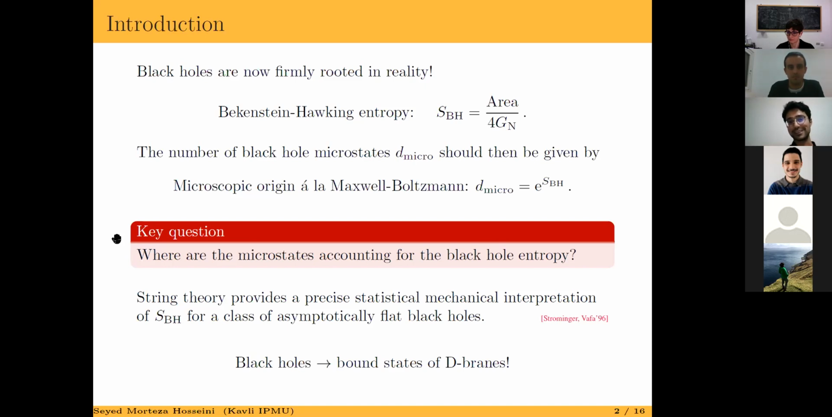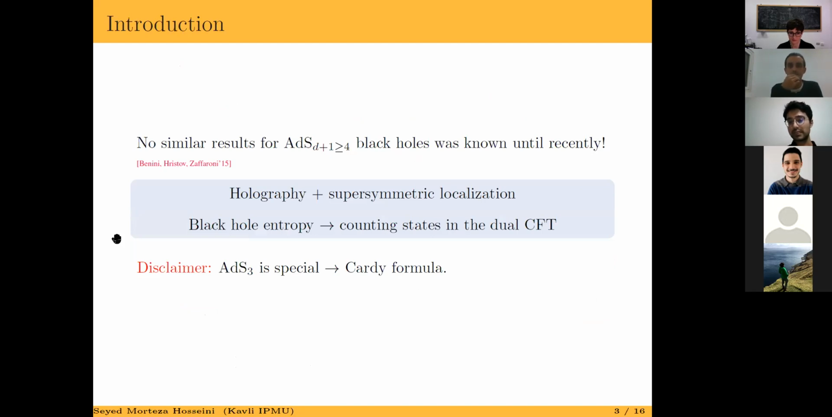This question looks easier because at least we have the AdS/CFT correspondence, where the states in the holographic dual CFT should account for the black hole entropy. But there hasn't been any result until very recently, by the work of Benini, Hristov, Zaffaroni in late 2015, where they employed holography and the technique of supersymmetric localization on the holographic field theory to reproduce the entropy of a first class of AdS black holes in 4 dimensions. These are solutions in N=2 gauged supergravity, and these are 1/4 BPS.